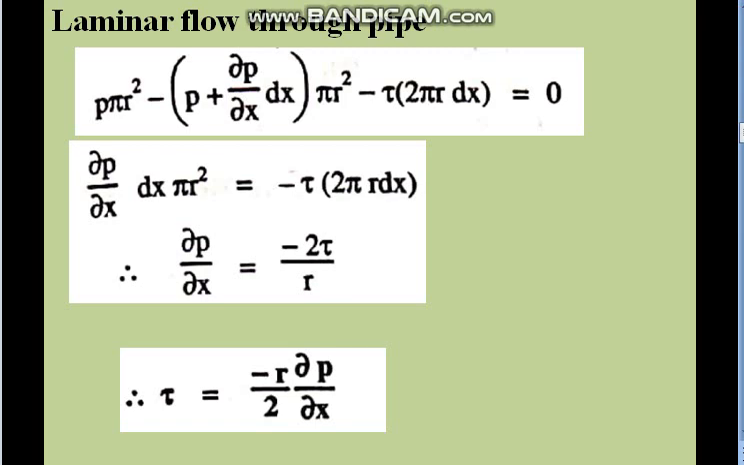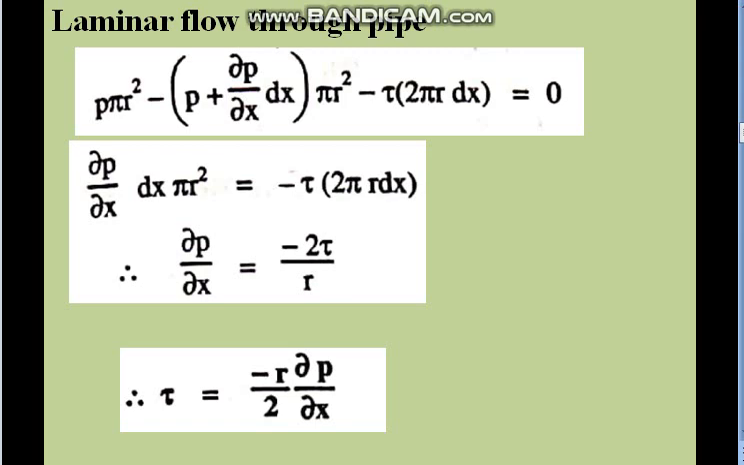Now we write summation of forces equals 0. Here summation means algebraic summation, the summation with sign. So pressure force on the left hand side is along the x, so it is positive. Pressure force on the right hand side is negative because it is opposite to the x direction. Similarly, the shear force on the surface is opposite to the x direction, so it is a minus. So rearranging this, we get the shear stress tau is equal to minus r by 2 del p by del x.